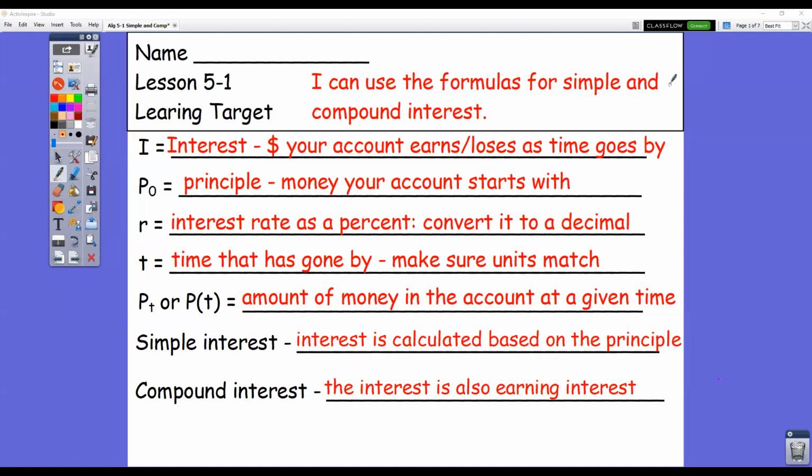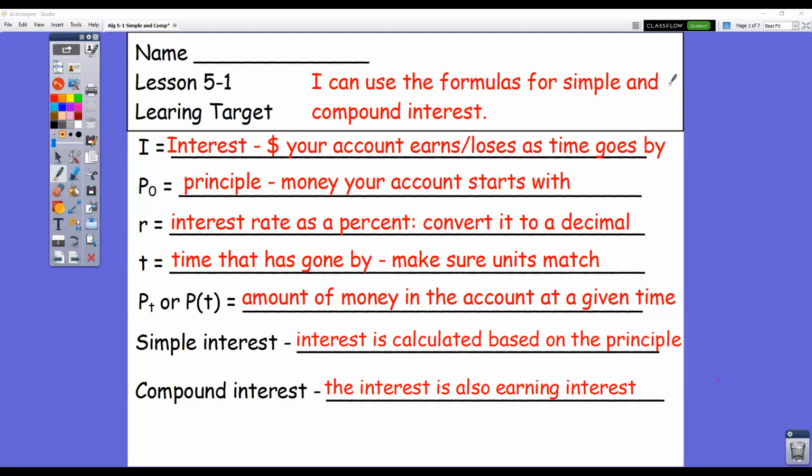All right, so we're starting chapter 5 today. This is section 5-1. What today's focus is on is simple and compound interest. Now, there are two different types of interest in real life. You have good interest and you have bad interest.